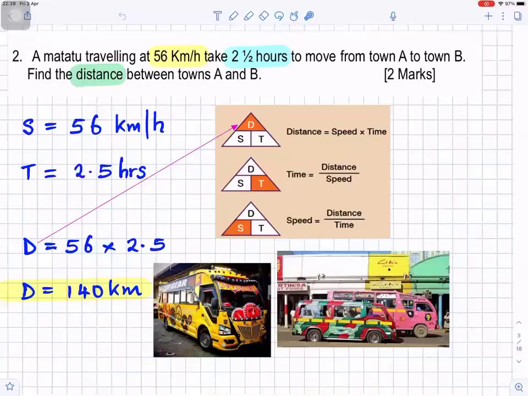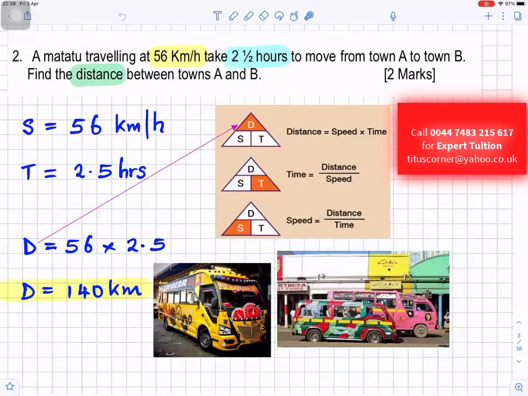Question number 2. A matatu traveling at 56 kilometers per hour takes 2.5 hours to move from town A to town B. Find the distance between towns A and B. First thing, we need to get this formula I've put there on the right hand side. I've circled it. The distance is the speed times the time. Distance is speed times time. The speed is 56 kilometers per hour and the time is 2.5 hours. So 56 times 2.5, it gives you 140 kilometers for the distance.